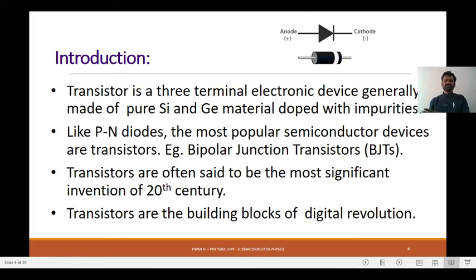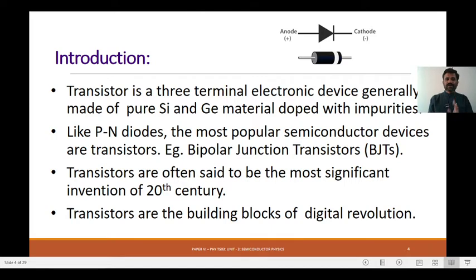Before going to study about a transistor, unlike PN diodes, these transistors are the most popular semiconductor devices. An example of these transistors is the bipolar junction transistor. There are different types of transistors you can see. Among that, a very important one is the bipolar junction transistor. We are going to deal with this for this session.